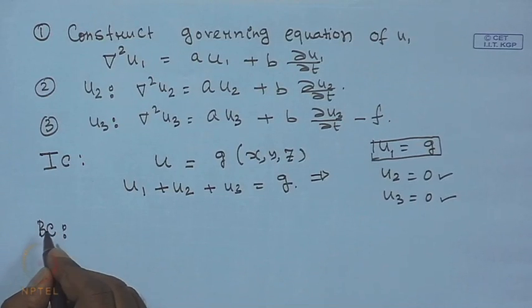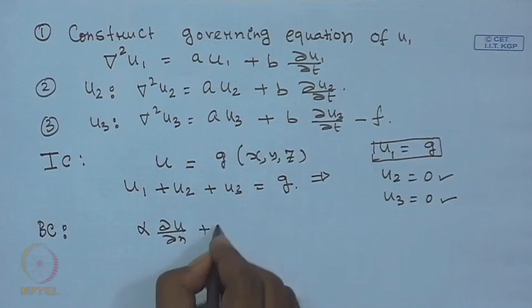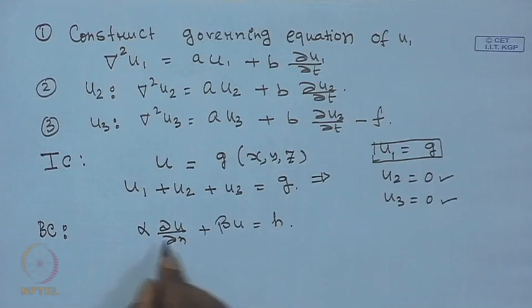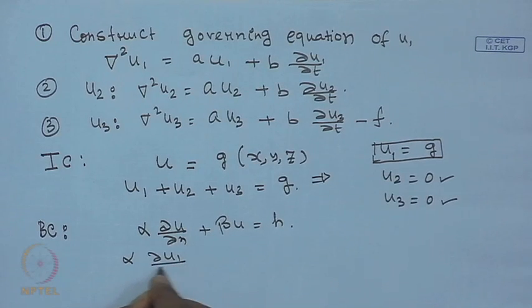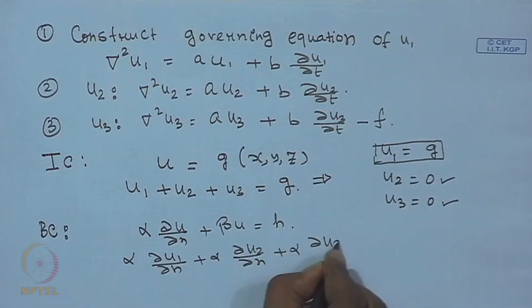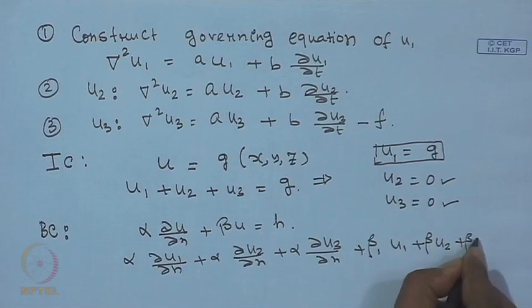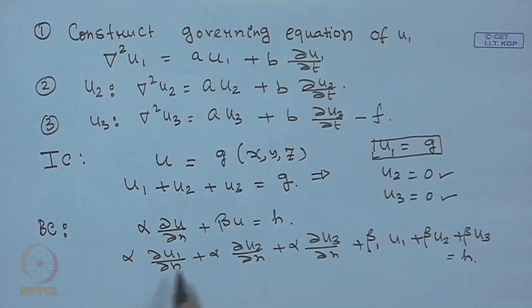If you look into the boundary condition of the original problem, it was alpha del u del n plus beta u is equal to h. So, if you put u 1, u 2, u 3 in the place of u, then you will be getting alpha del u 1 del n plus alpha del u 2 del n plus alpha del u 3 del n plus beta u 1 plus beta u 2 plus beta u 3 is equal to h. Again, we collect the u 1 containing, u 2 containing, u 3 containing part separately and associate h with the appropriate problem, and we will be getting the boundary condition of each sub problem.